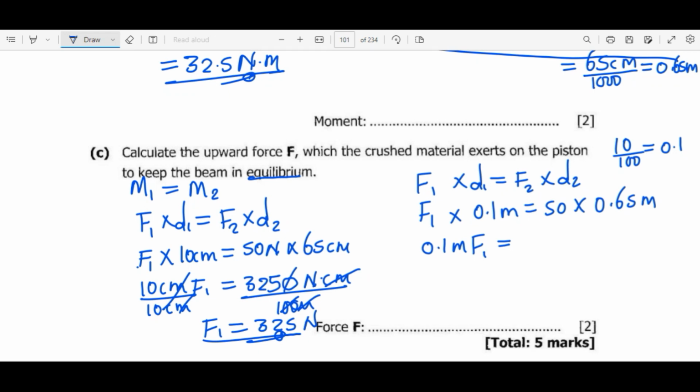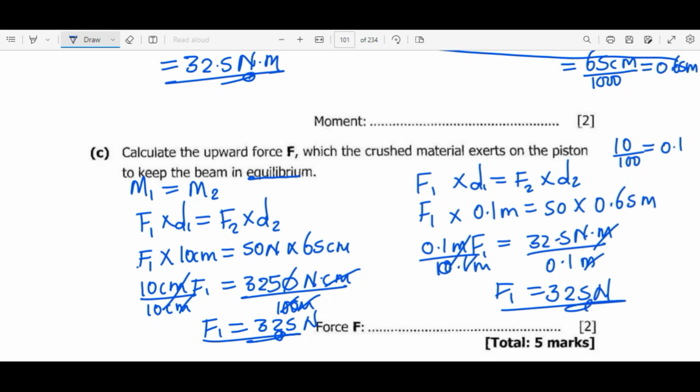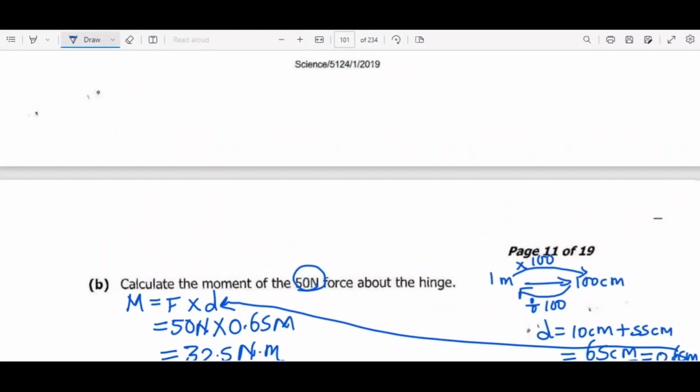Then we calculated this one before, is 32.5 Newton meters. So if we divide by 0.1 meters, also 0.1 meters. So F1 is equal to, so we cancel the meters. So what is the 32.5 divided by 0.1? So according to my calculator, I'm getting 325 newtons. So it's the same answer. Now, can we prove that the moment is in equilibrium? So let's give it a try.